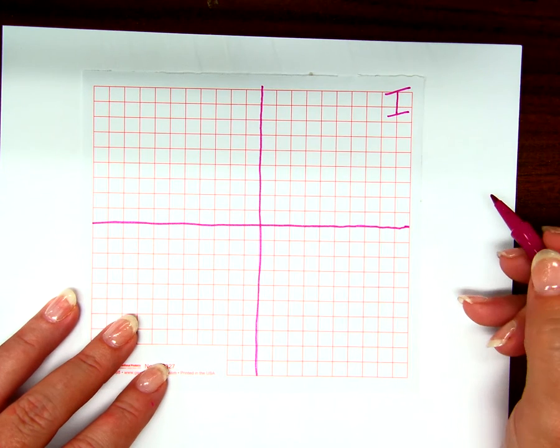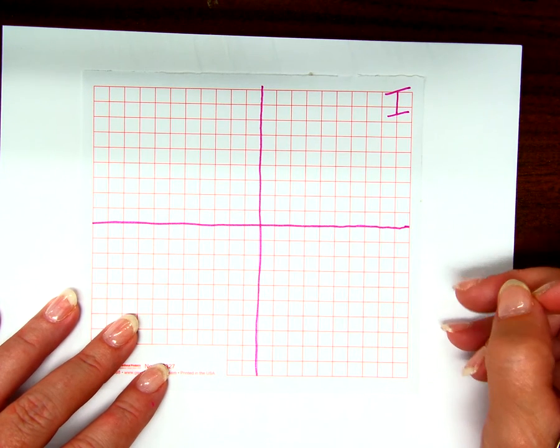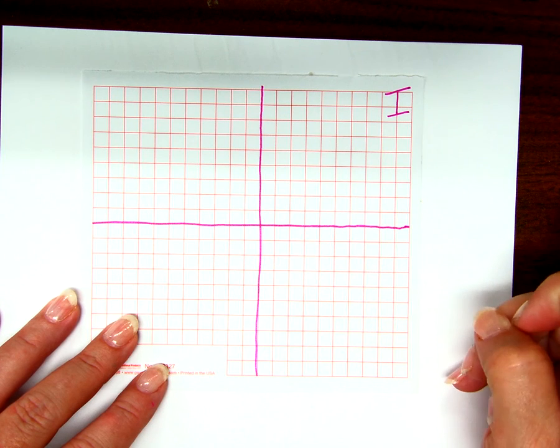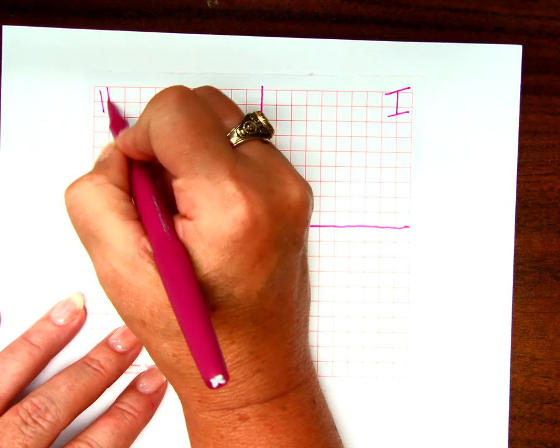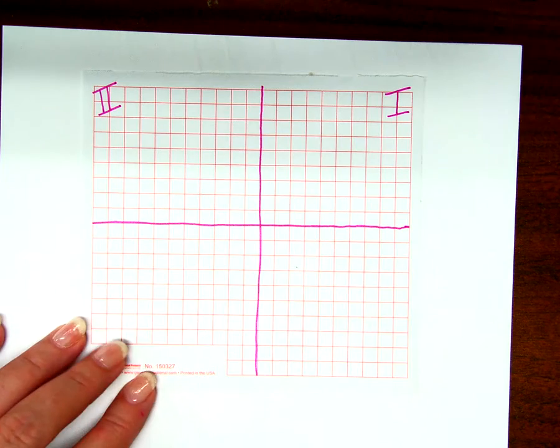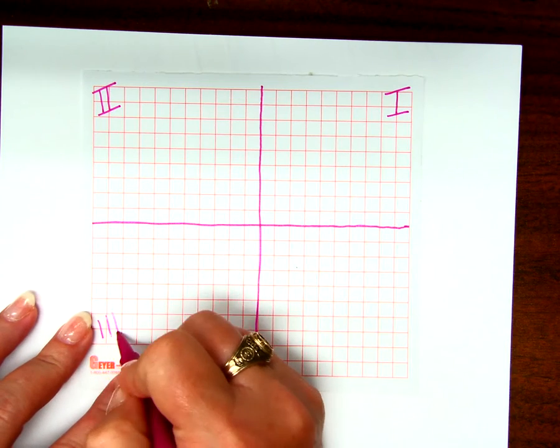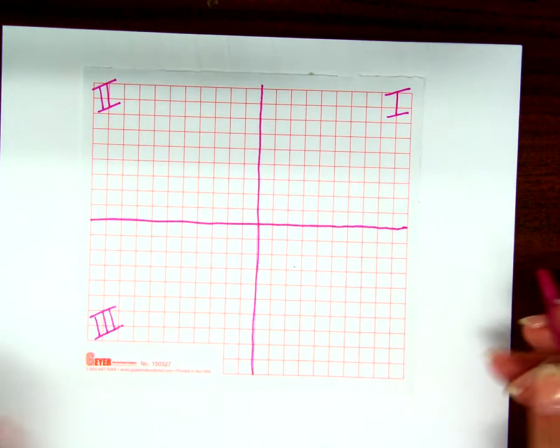Why do we use Roman numerals to describe the quadrants? Yeah, because. Quadrant 2, quadrant 3, and quadrant 4.